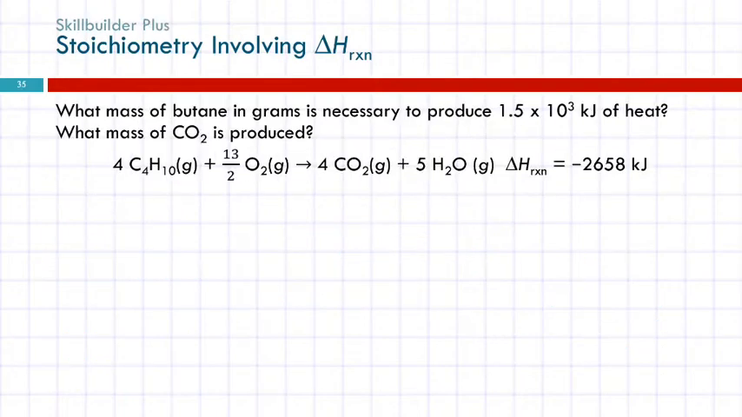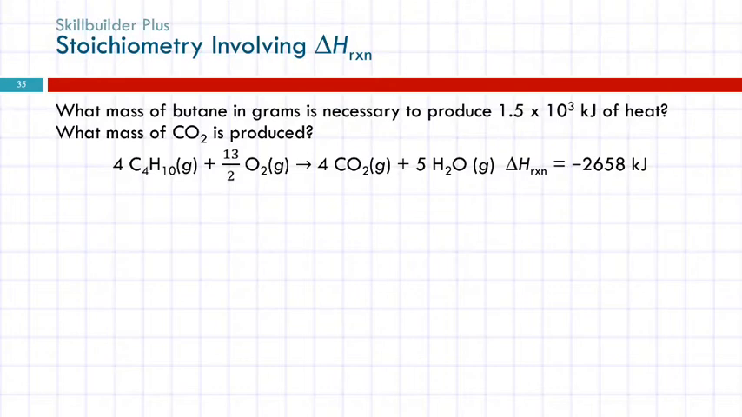Let's do another one. What mass of butane in grams is necessary to produce 1.5 times 10 to the third kilojoules of heat? And what mass of CO2 is produced? So here we have another balanced chemical equation. What is strange about this balanced chemical equation? It's got a fraction in it. That's not how we normally do it. But it is balanced, and it does still work. So this amount of heat is for the molar amounts listed here. If you want to clear the fraction, then you also have to manipulate this. I would recommend just leaving it alone.